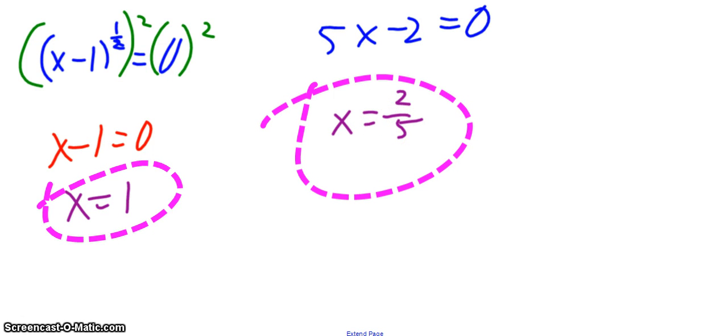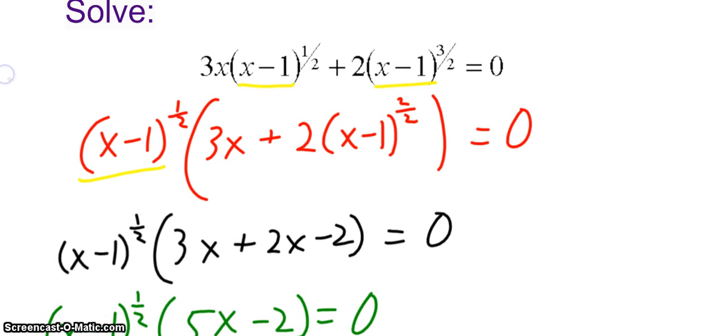How do we get that? So this one's a little tricky. Remember, my hint was take out the greatest common factor. What is the greatest common factor? The greatest common factor in this case is x minus 1 to the 1/2. Here I have x minus 1 to the 1/2. Here I have x minus 1 to the 3/2. So x minus 1 to the 1/2 is a factor of that.